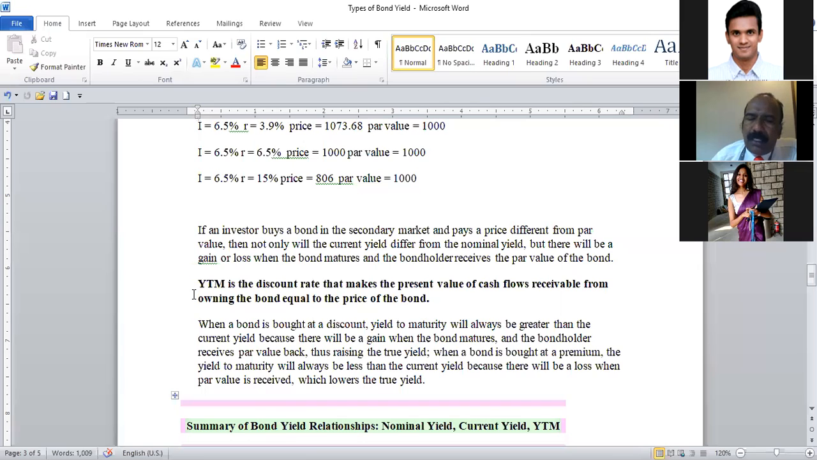And the bondholder receives the par value back, thus raising the true yield. So here the yield is 15%. You bought at 806.